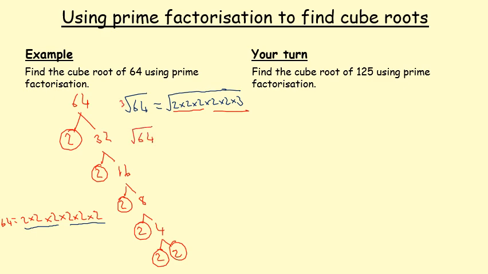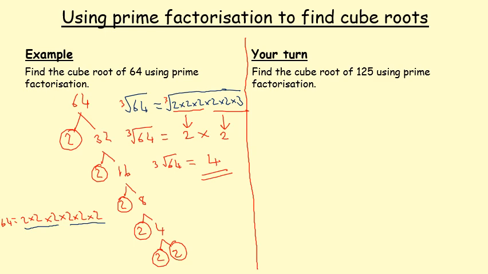Apologies, that should be cube root there. So the cube root of 64 is going to be one number from this triplet multiplied by one number from this triplet. So we can say the cube root of 64 is equal to 2 times 2, which is 4. And you can check that. If you do 4 times 4 times 4, you will end up with an answer of 64, so we know that that's the right answer.